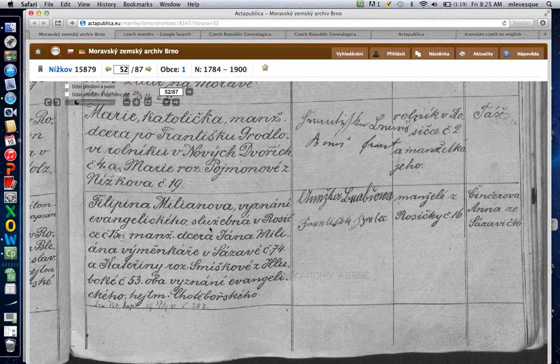Well, there was something else here. Sluzhebna. I've gotten thrown by the Z before, I thought it was an X. So take a good look at how that Z looks and save yourself some trouble.